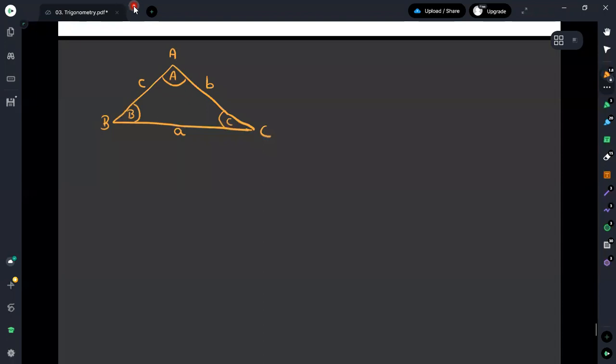Therefore, when you are marking the angles, you use the uppercase letters. But when you use letters to mark the sides or the lengths of the triangle, you have to use the lowercase letters. First, we will discuss the sine rule, or the sine law, for a triangle.